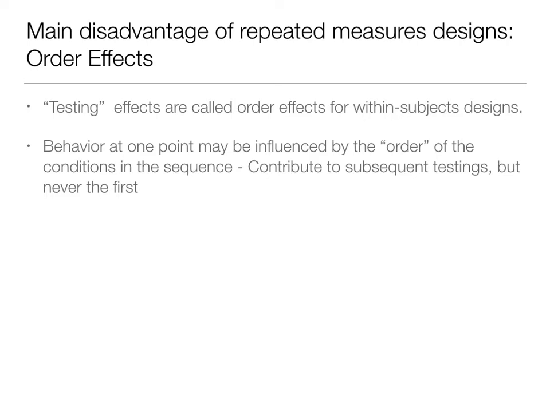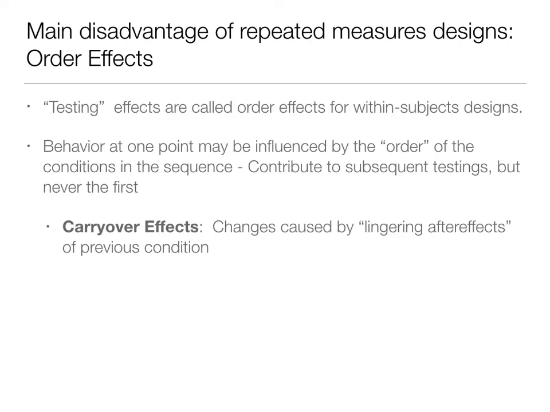This can be called, we can have carryover effects, which are changes that are caused by these lingering after effects of a previous condition. So if you do a study where you're altering somebody's mood, and in the first condition, you make them really, really happy, and then the second condition, you try to make them really, really grumpy, well, there probably are going to be lingering after effects, these carryover effects from that mood change from the first condition.